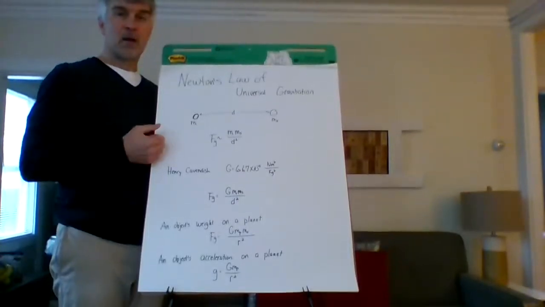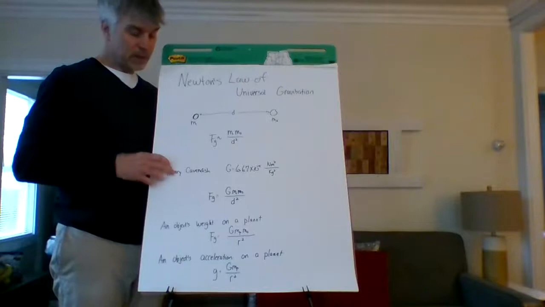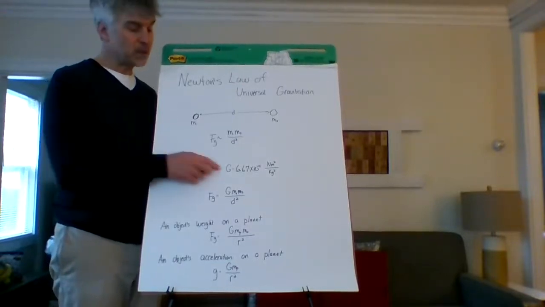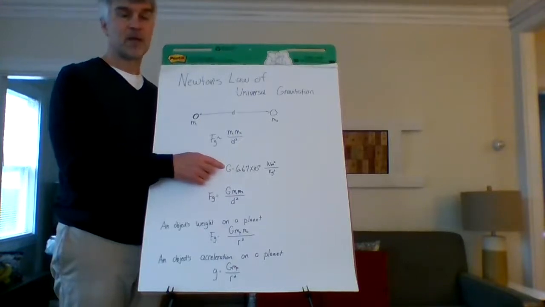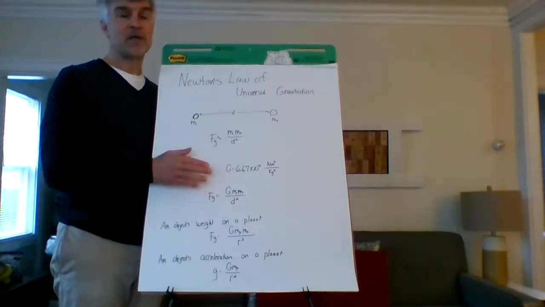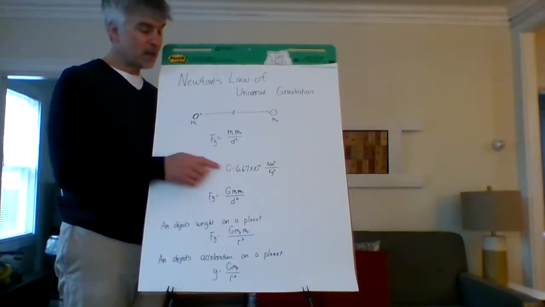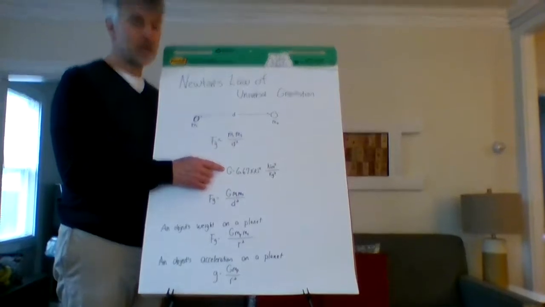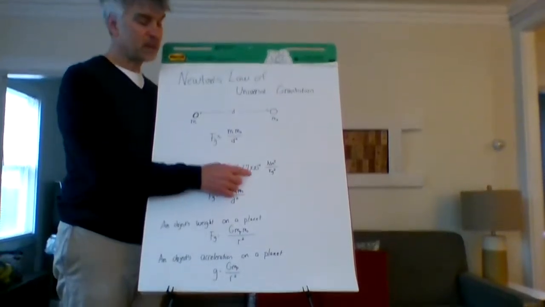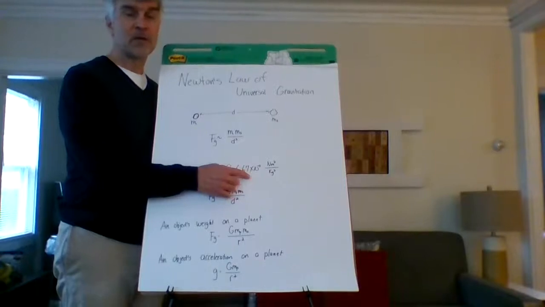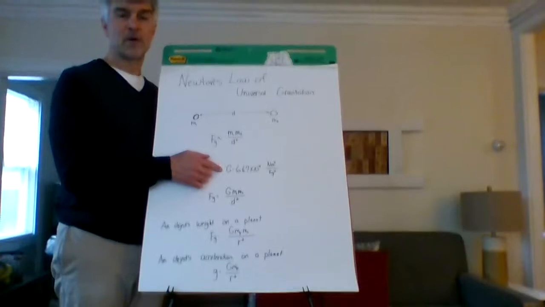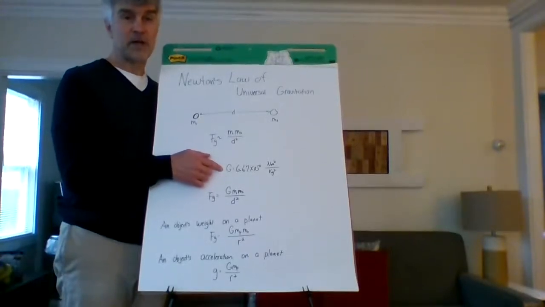Now, about 150 years later, a guy named Henry Cavendish actually did an experiment where he measured what's called the universal gravitation constant. I'm not going to try to explain how he did it, but he did it. And he measured the universal gravitation constant to be 6.67 times 10 to the negative 11 Newton meters squared per kilogram squared. So this is an extremely small number, which tells you that gravity is a very weak force.